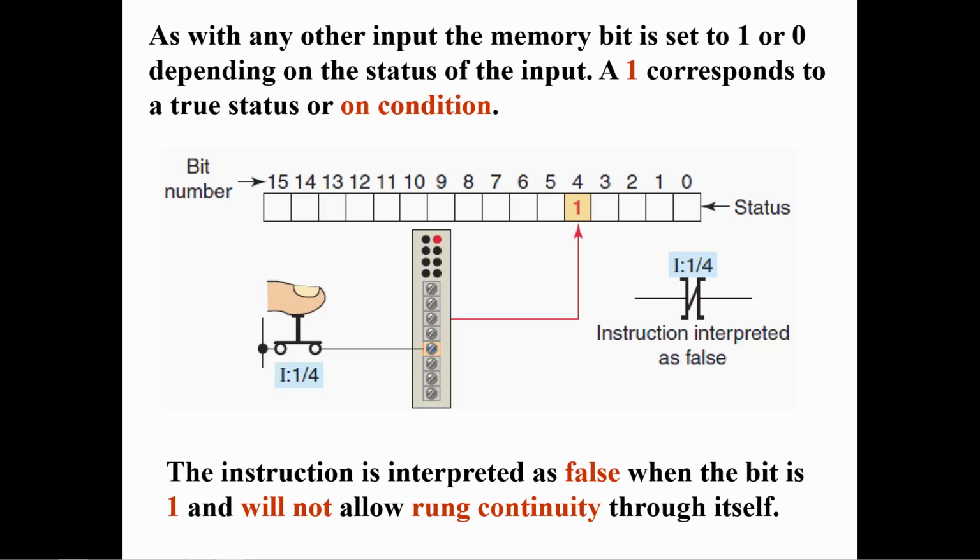When an external switch is closed, a 1 is placed at the address of the switch in the input table, and the examine if open instruction becomes false and will not allow run continuity. Much like a normally closed relay contact will not allow current to flow when its coil is energized.